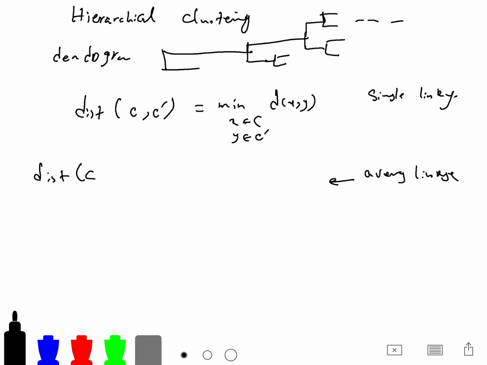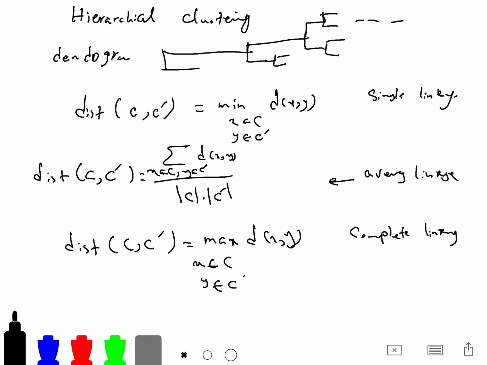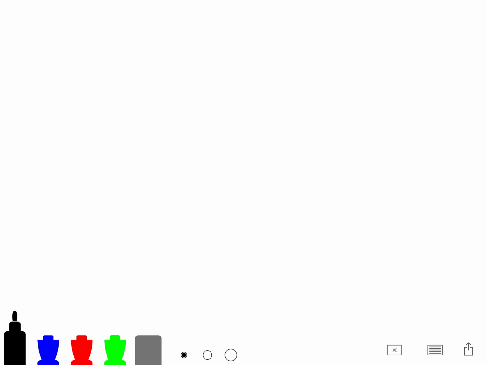Average linkage is that the distance between two clusters is the sum of d of x and y for x in C and y in C prime, divided by the cardinality of C times the cardinality of C prime. And we also have complete linkage. So the distance between C and C prime is the max of d of x and y for any x in C and y in C prime.